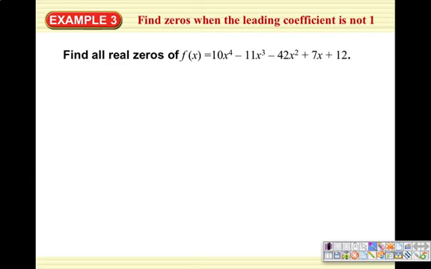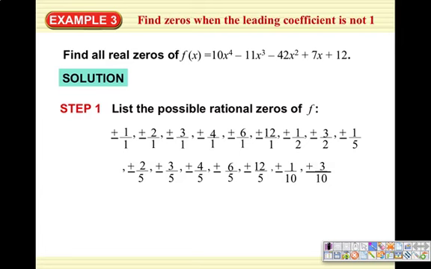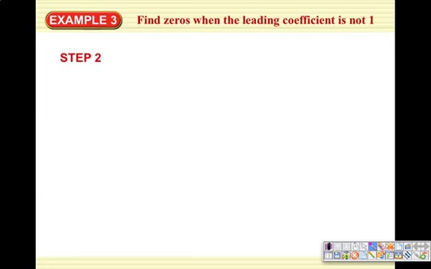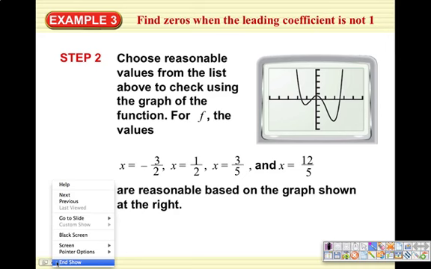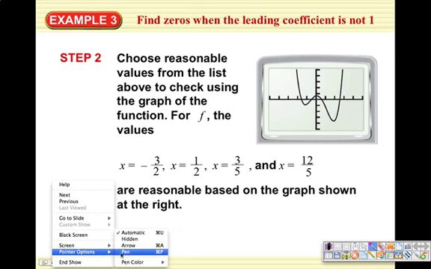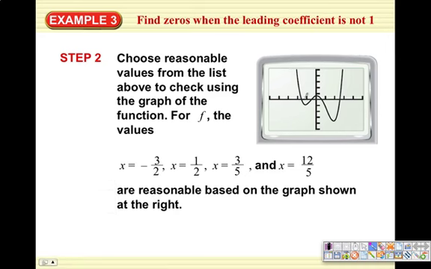I'm just going to go through a slide, pinpoint some things. Step 1 is to list all the possible rational zeros. Why do we do this? Why do we list all the possible rational zeros? Because let's look at step 2, looking at the graph. You see these. Here's a 0. Here's 1. Here's 1. And here's 1.